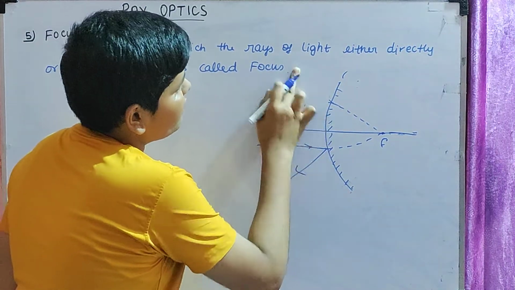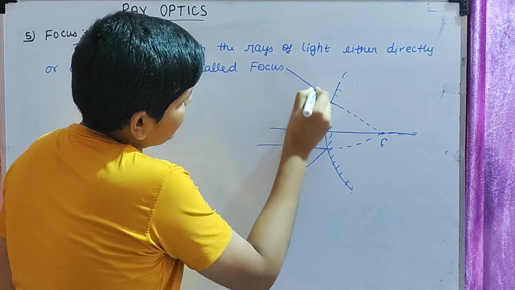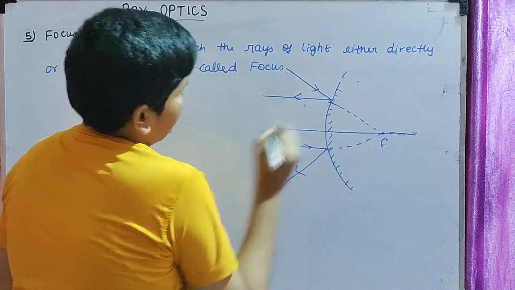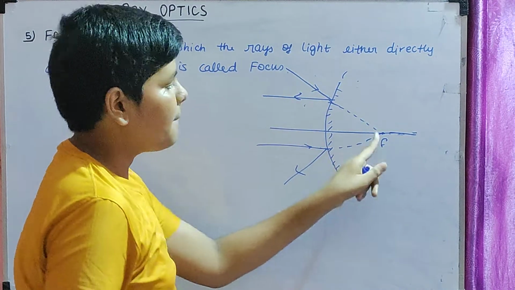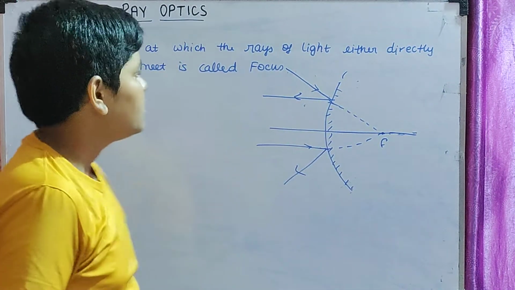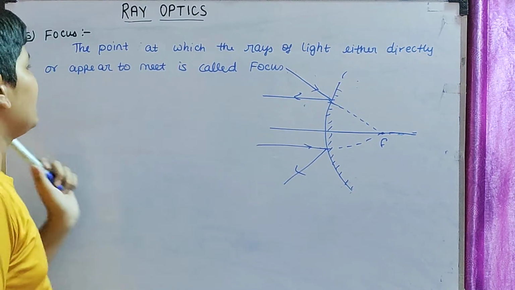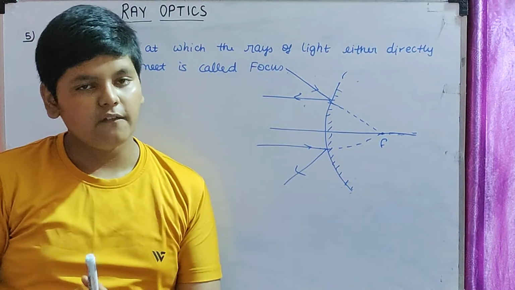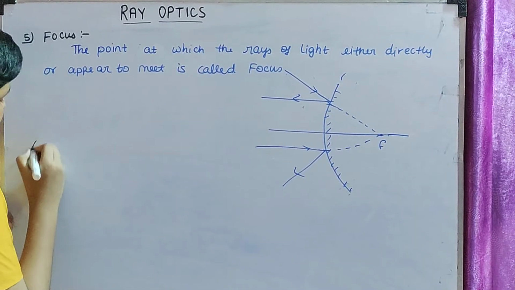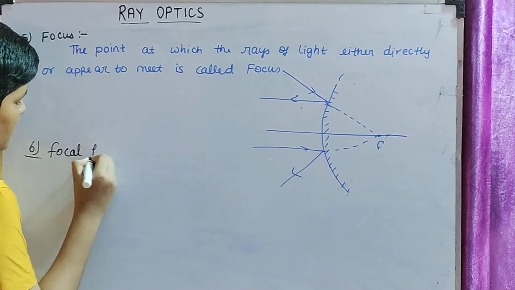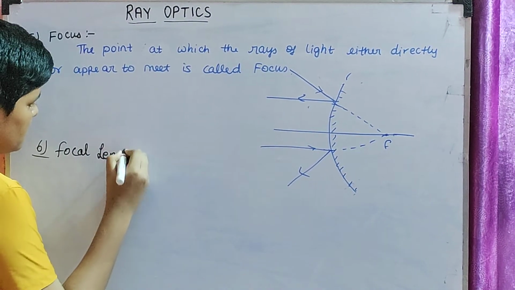One more case, for example, if a ray of light is coming like this, it wants to meet the focus, but it is being reflected like this. So here also it appears to meet to the focus. So this is about the focus. So the point at which the rays of light either directly or appear to meet is called focus. Now the sixth one we have over here, which is the focal length.